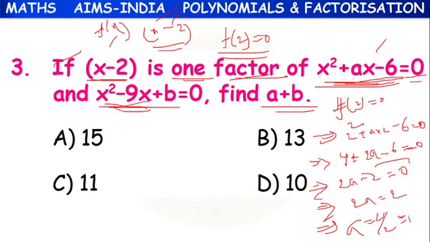So also, suppose this equation is g of x, x minus 2 is a factor of g of x. So according to the theorems, what can we write?